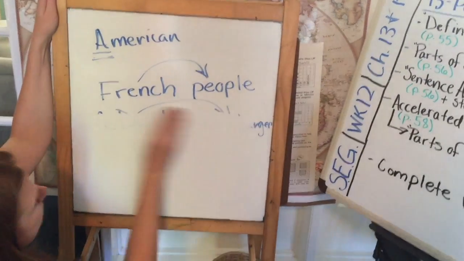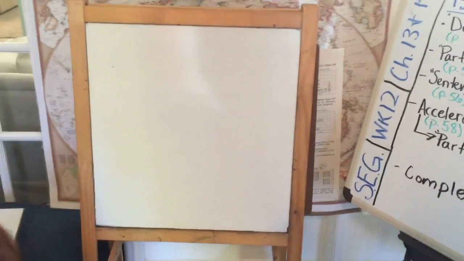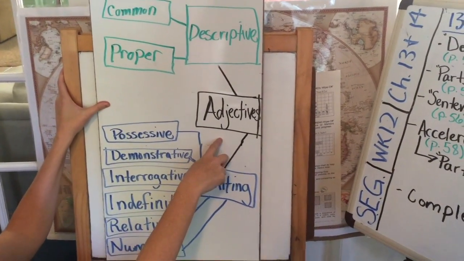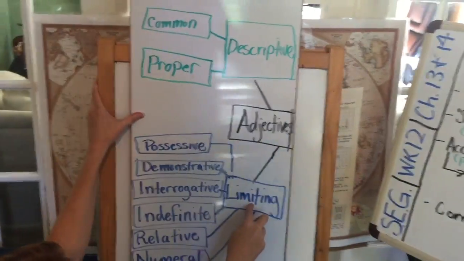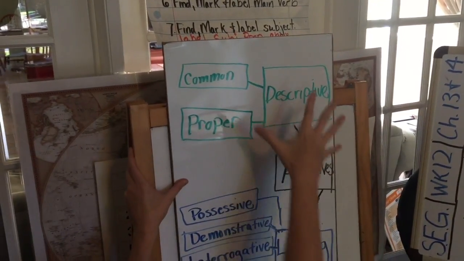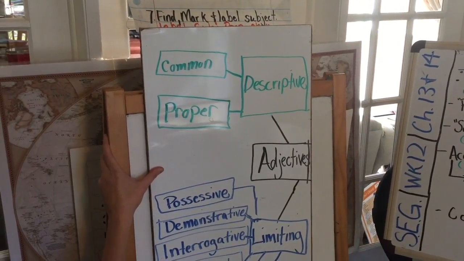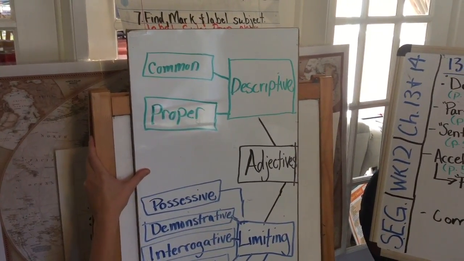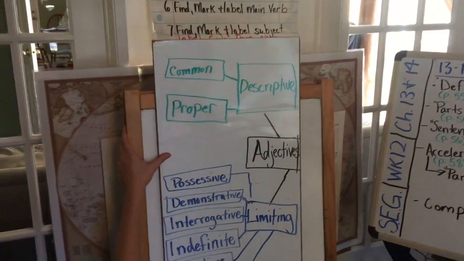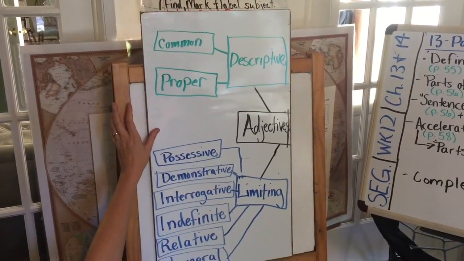Yep. So, I'm going to bring this back up here. Within adjectives, we have descriptive adjectives and limiting adjectives. Within descriptive adjectives, we have common and proper ones. We just discussed those. Now we're going to turn our focus to the limiting adjectives. We just learned about one of the limiting adjectives today. Yes, the possessive. Notice that the possessive adjectives are on that list, right?